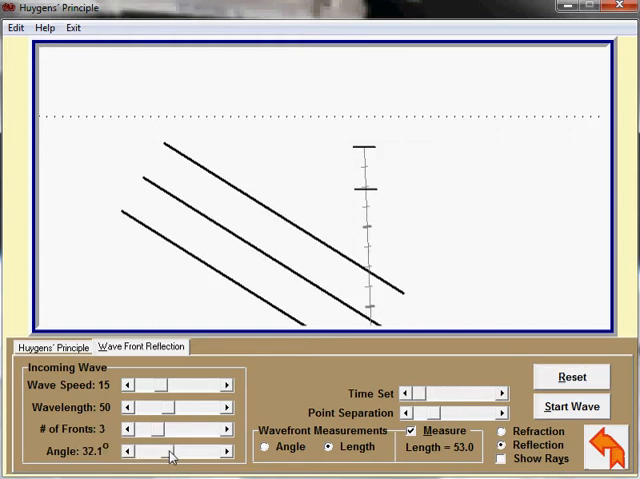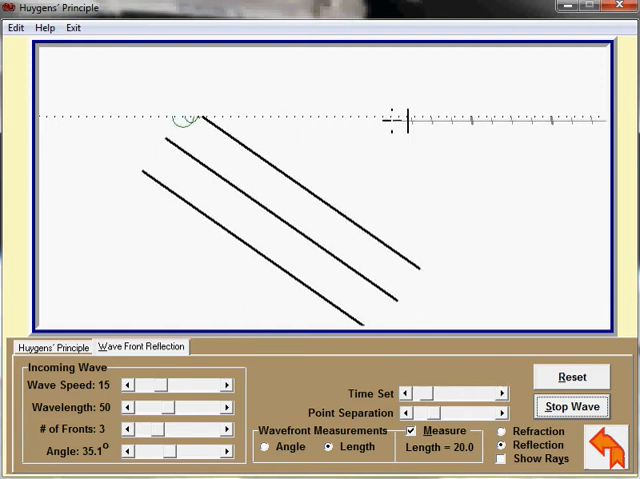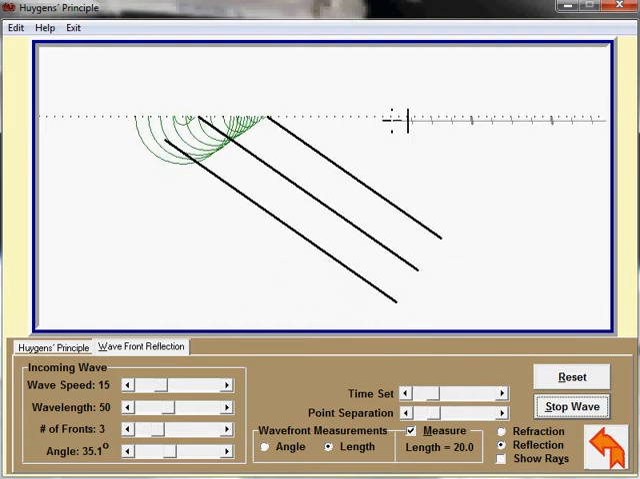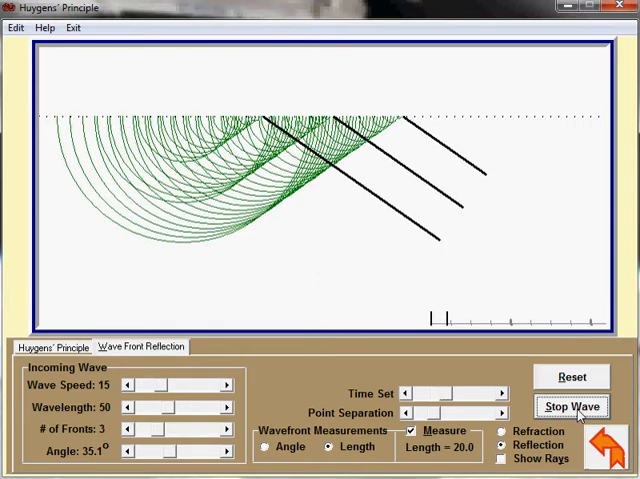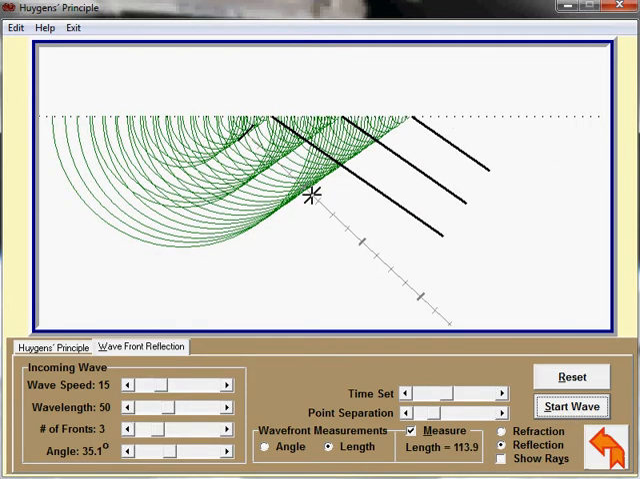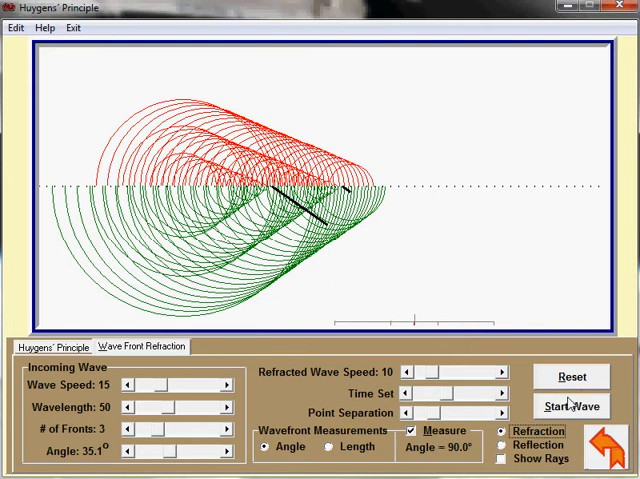What happens if I change the angle? Now when the wave comes in, it's going to activate the points at a different rate. It's not simultaneous. Once again, if I stop the wave after it moves a bit and measure the wavelength, I get a consistent angle. Likewise, we know the angle of incidence has to equal the angle of reflection. So if I have 35 degrees coming in, I can measure the angle going out, which will be 35 degrees.